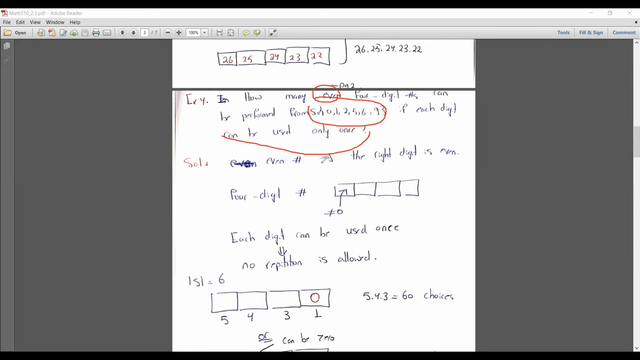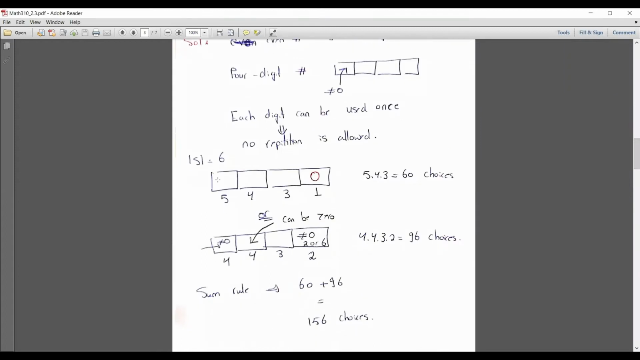So what do we have till now? We know that our number is even. We know that this one should not be 0, and each digit can be used only once. It means that repetition is not allowed. So the cardinality of S is equal 6. Our first option is that either we have this one as 0 or not as 0.